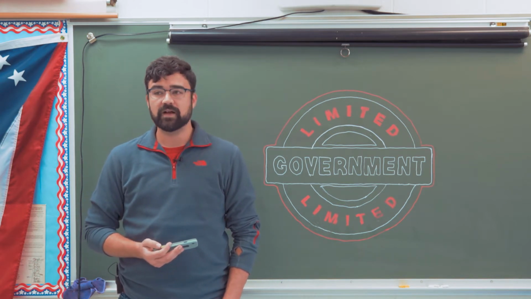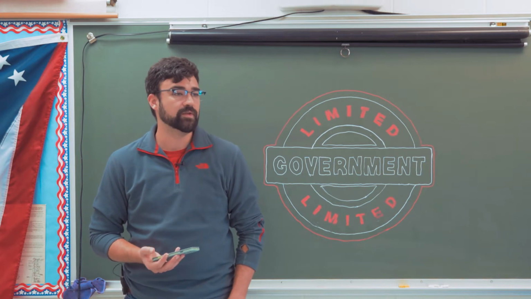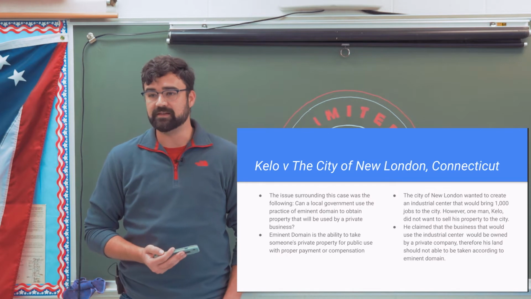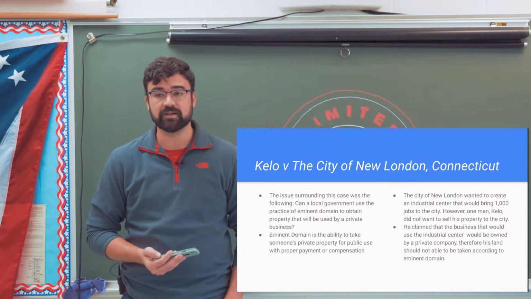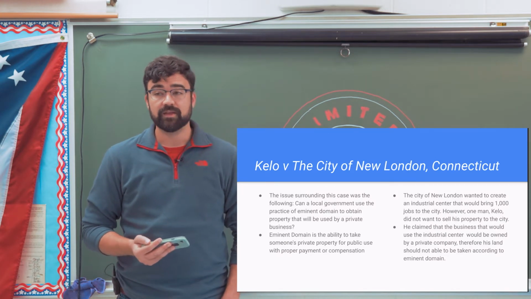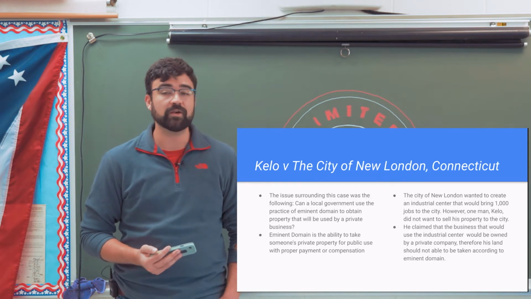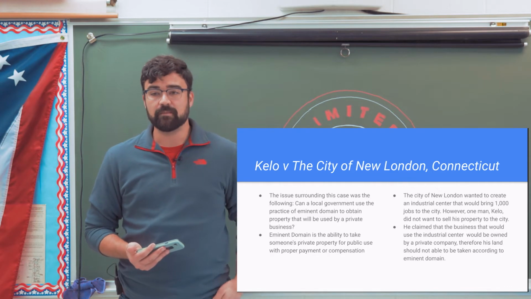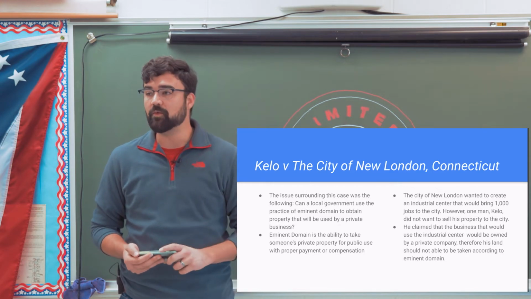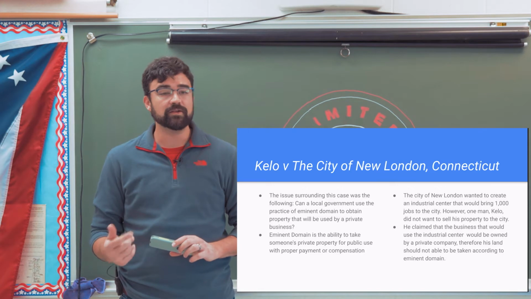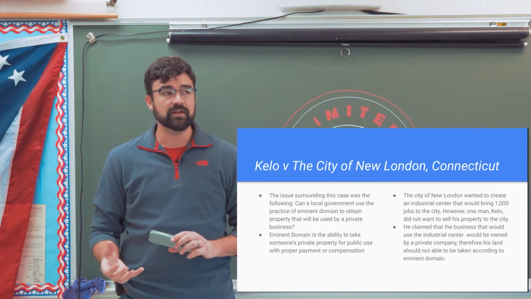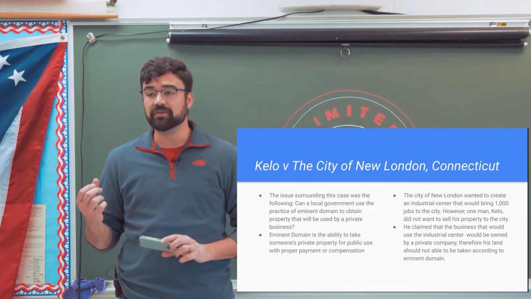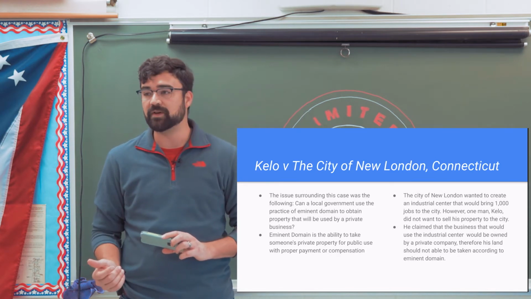So, what has occurred in history that's led to this change? One of my favorite Supreme Court cases is Kelo versus the City of New London, Connecticut. This is a case that deals with eminent domain. And the idea behind this case was that the local government wanted to invoke eminent domain to essentially buy out or take people out of this neighborhood in order to sell the land to a private company.